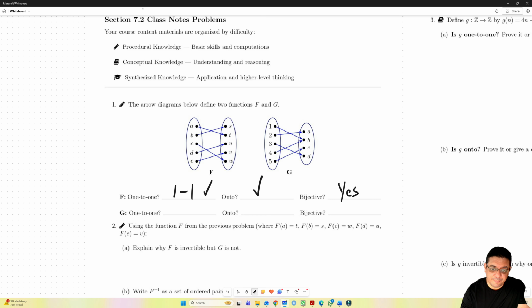Now, for g, unfortunately, the function is not one-to-one. Notice that we're sending 1 to b and also 4 is sent to b. So that makes it not one-to-one. Onto, though, yes, the function is onto. The range is a, b, c, d, and every one of these elements has a preimage. So it is onto, but because it's not one-to-one, it's not going to be bijective.